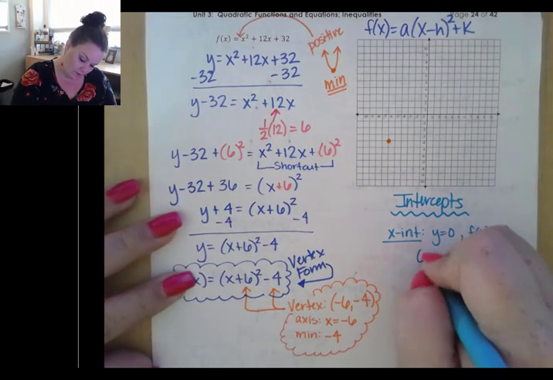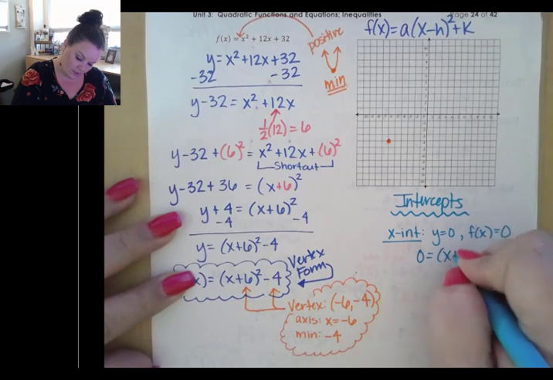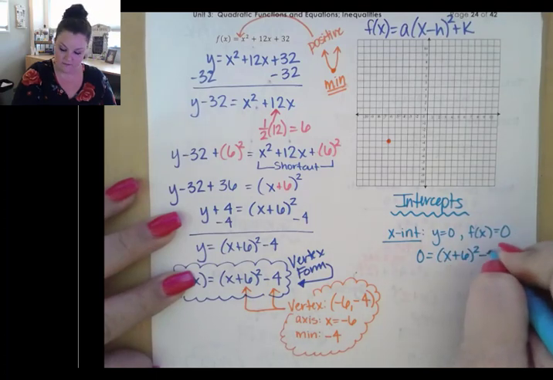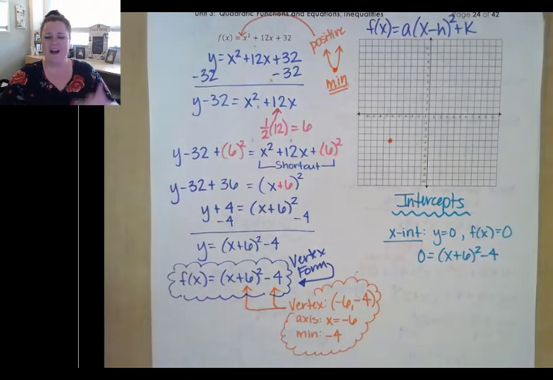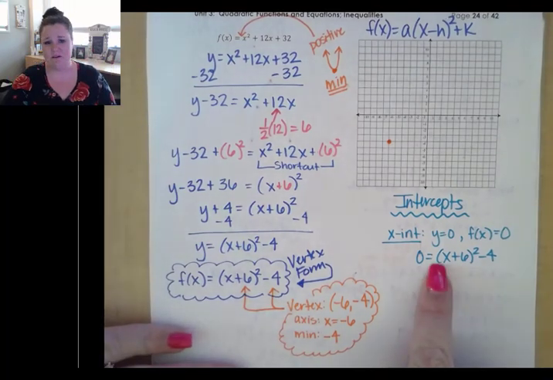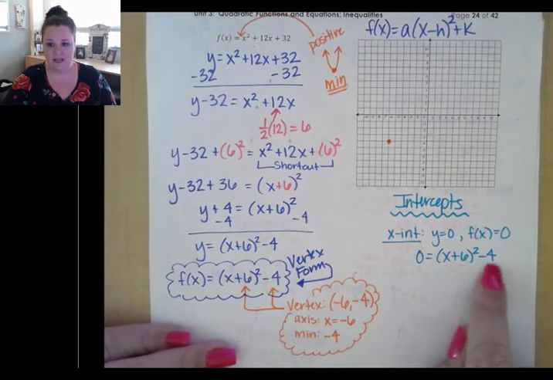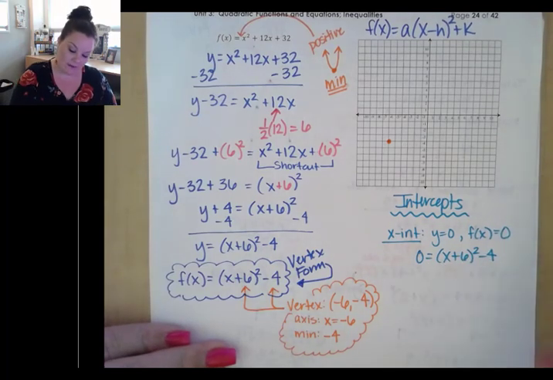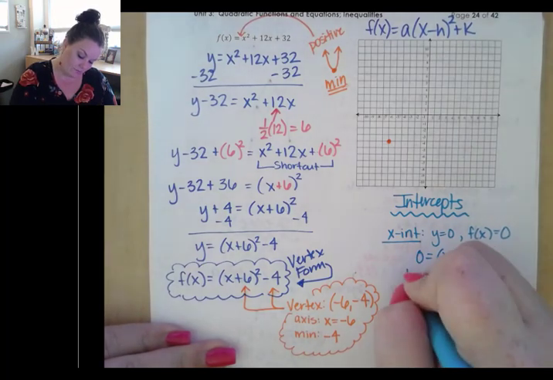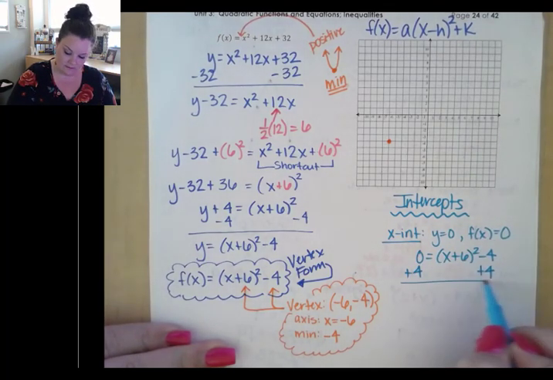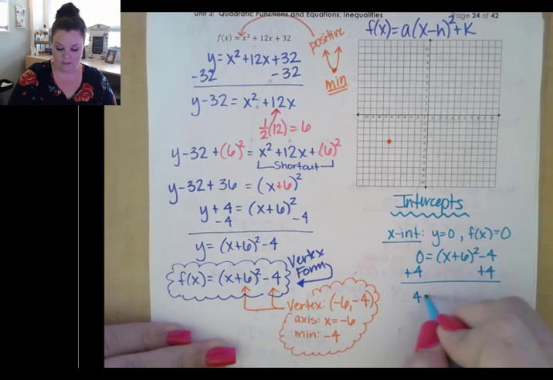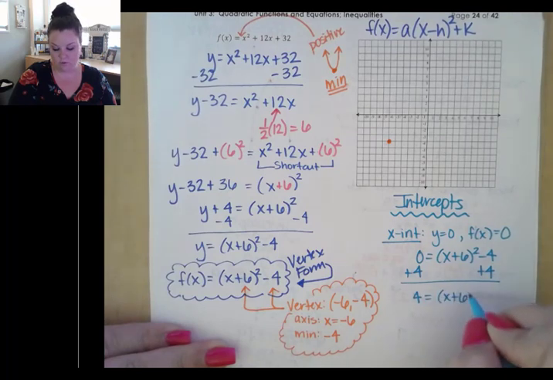So I have 0 is equal to my squared quantity minus 4. Now, unlike the last one, I don't have a negative in front of my squared quantity. So in order to isolate the squared quantity, I'm going to just go ahead and leave it on this side. And I'm going to move my 4 to the other side by adding. So I'm going to add 4 to both sides. So I end up with 4 is equal to my squared quantity.